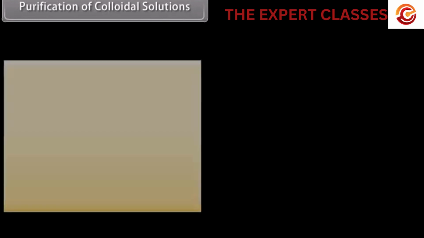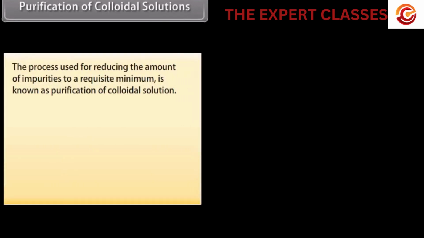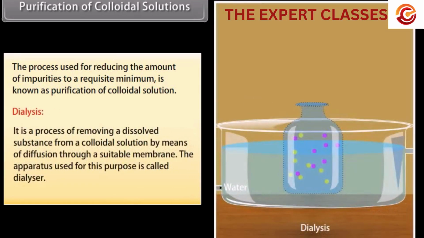Purification of colloidal solutions. The process used for reducing the amount of impurities to a requisite minimum is known as purification of colloidal solution. The purification of colloidal solution can be done by the following methods. Dialysis. It is a process of removing a dissolved substance from a colloidal solution by means of diffusion through a suitable membrane. The apparatus used for this purpose is called dialyzer.